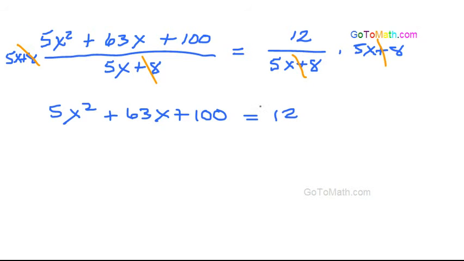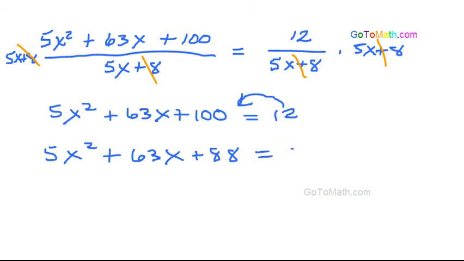Now we'll want to get this in standard form, so we're going to take this 12 over to this side, and when we do that we have to change the sign. It's the same thing as saying subtract 12 from both sides to get 0 over here. So we end up with 5x squared plus 63x, and then 100 minus 12 is 88. And this looks pretty nasty actually.